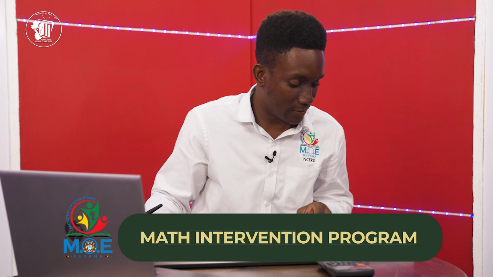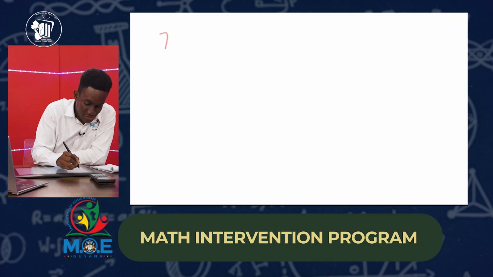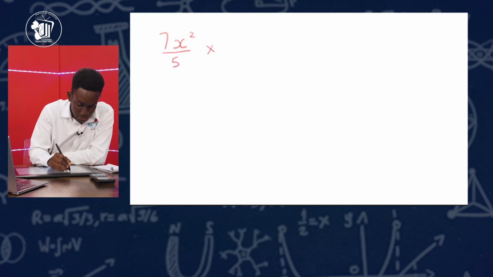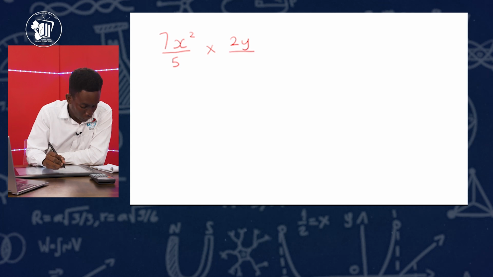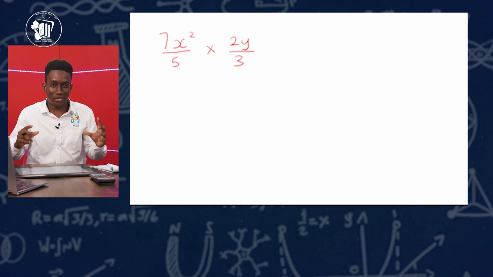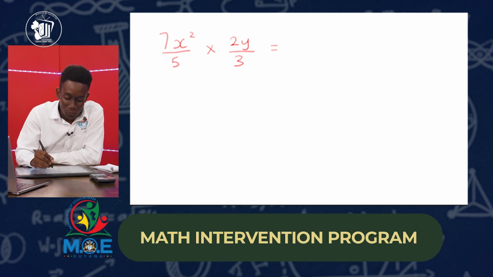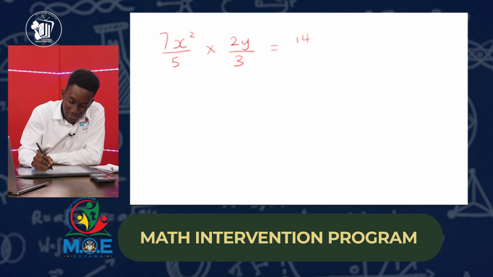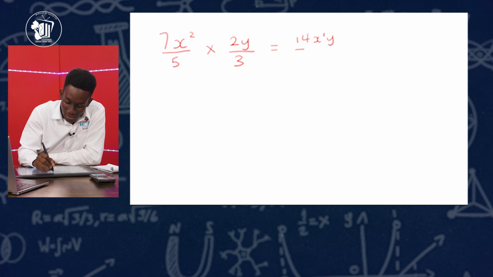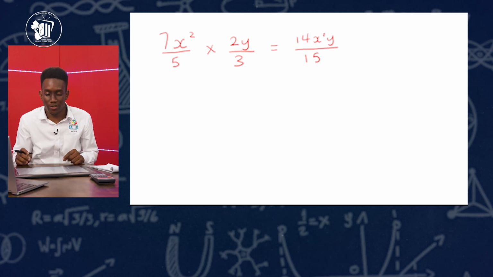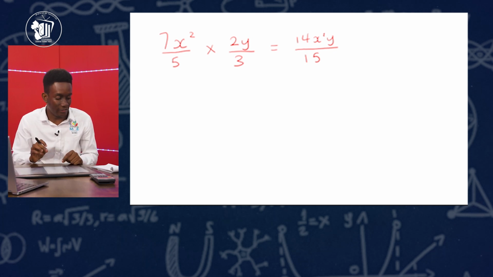So let's take things up a bit. Let's say we had 7x squared all divided by 5 multiplied by 2y over 3. Of course, we multiply the top by the top and the bottom by the bottom. So we'll have 7x squared times 2y, 7 twos are 14. X squared times y would simply give you x squared y, all divided by 5 times 3 would be 15. And there's nothing to break down, so we leave that as our answer. 14x squared y all over 15.